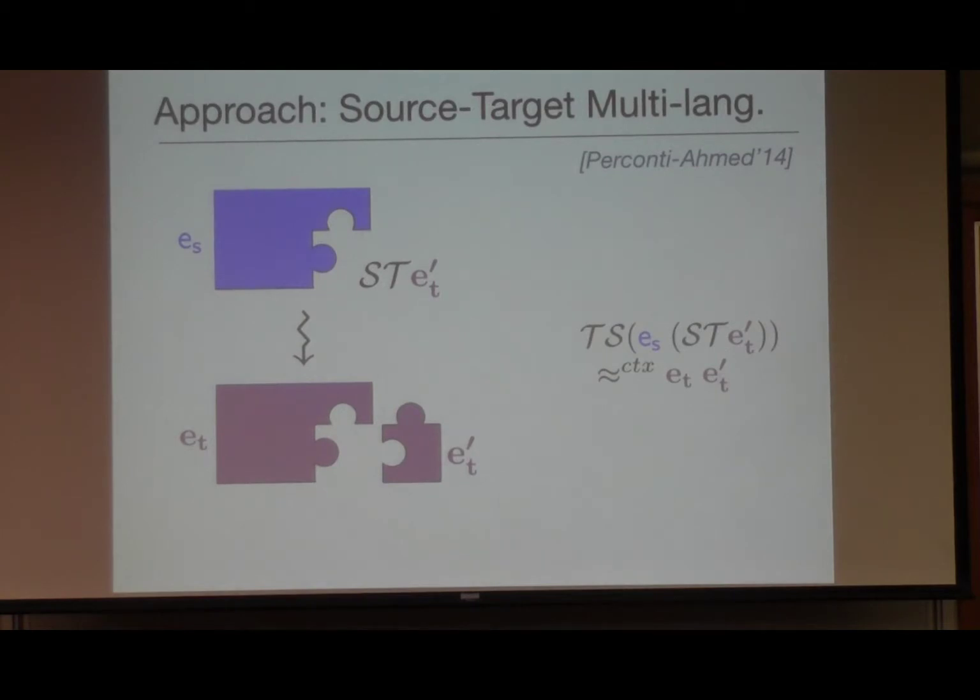And then, here's what happens. Now, remember, we wanted our compiler correctness theorem to tell us that if we link ET with ET prime, which is on the bottom there, then that should be equivalent to something at the source level, well, or at the top.